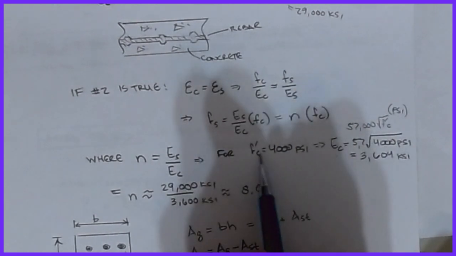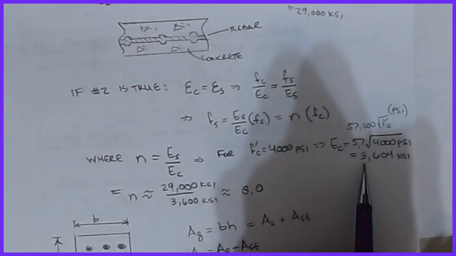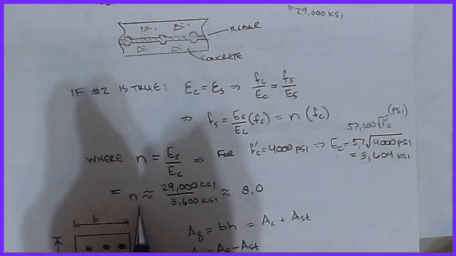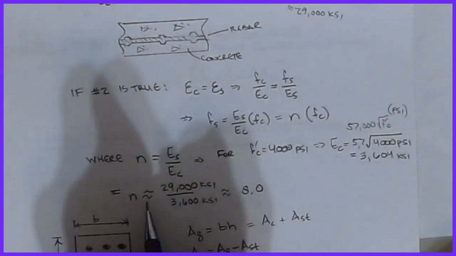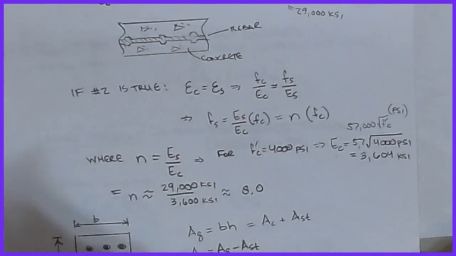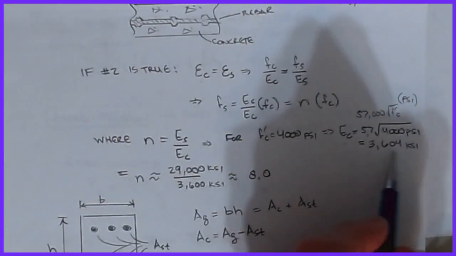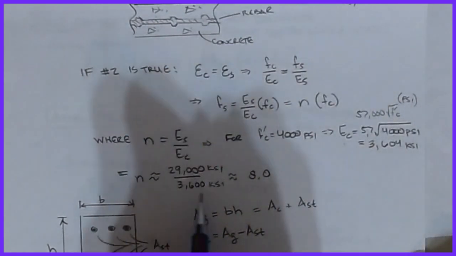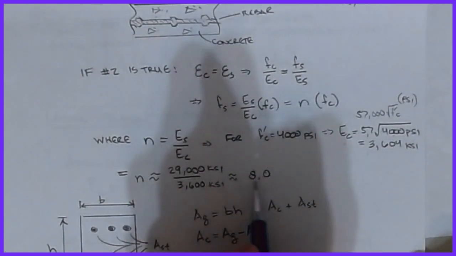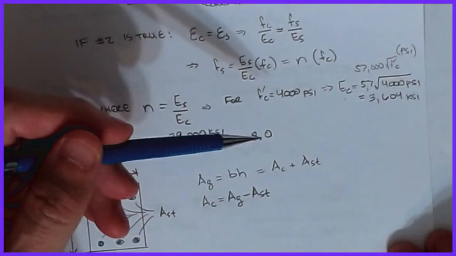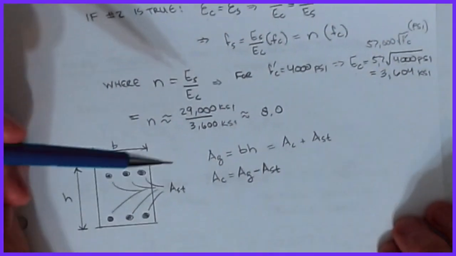So for 4,000 PSI concrete, we have an Ec that is 3,604 KSI. So we can calculate N for this grade of concrete as 29,000, which was the steel Young's modulus, divided by roughly 3,600. I'll give up 4 PSI, right? 4 KSI, it's not much. And this is approximately 8.0. So there's an 8.0 difference factor between the stress in the concrete and the stress in the steel.